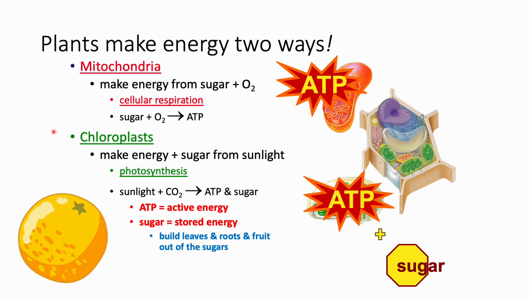Plants make energy in two ways. One we just mentioned was mitochondria, where they make energy from a chemical reaction involving sugar and oxygen in a process known as cellular respiration, producing, notice your ATP is a product here. And then a second way is from chloroplast, where they can make energy from sugar from the sunlight in a process known as photosynthesis. So ATP is the active form of energy, while sugar is a stored form of energy.